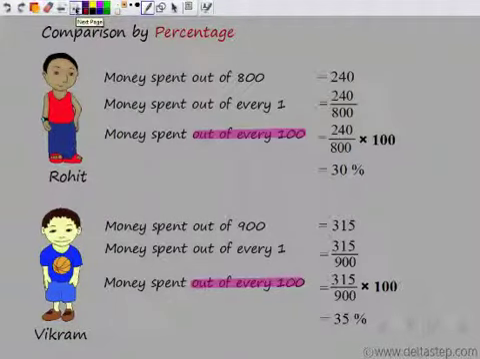Now this is not a small number. We do not have decimals, we do not have fractions. We have whole numbers, which is what we prefer. So percentage, you can see, is a better way of comparing when the numbers are too small. So this is how I can find percentage.